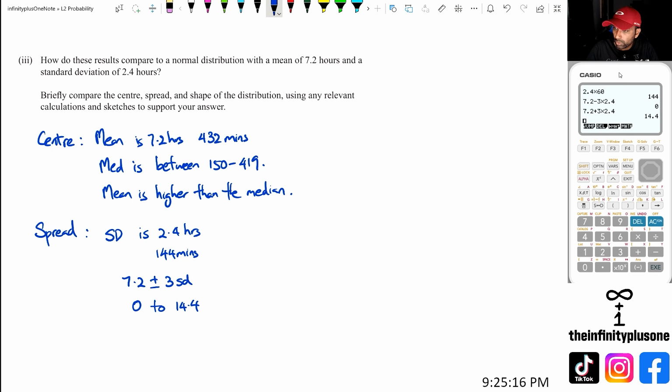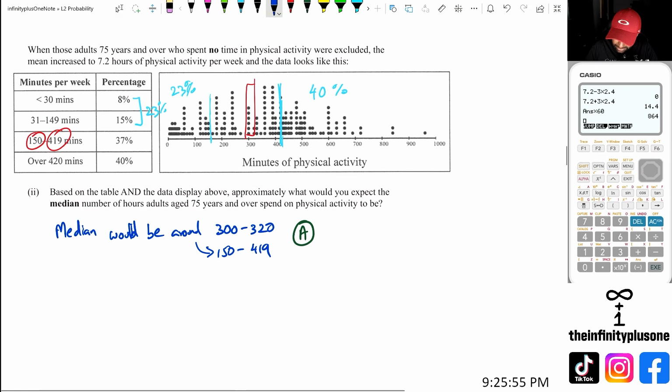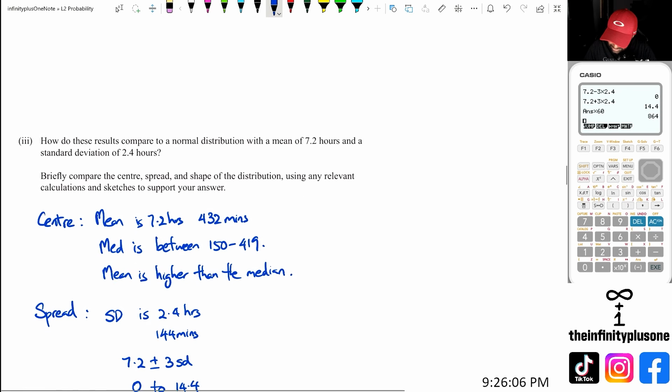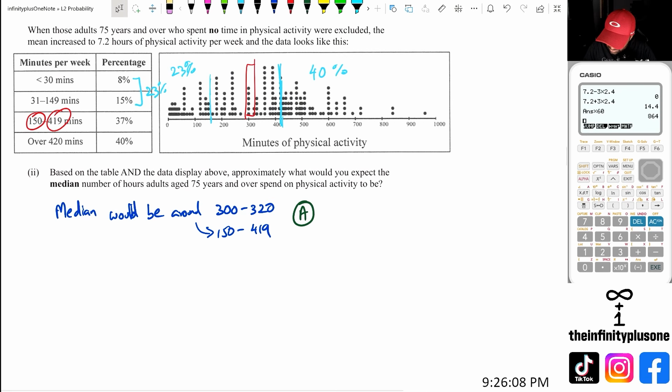Now, 14.4 hours, I'm going to convert that into minutes. 14.4 times 60 gives me 864 minutes. And now we're going to have a look at the data itself. If you look at the data, we've got between 0 and roughly 800, well, actually it goes from 0 to, what was the previous number? 864. I guess we can say 864 is somewhere here.